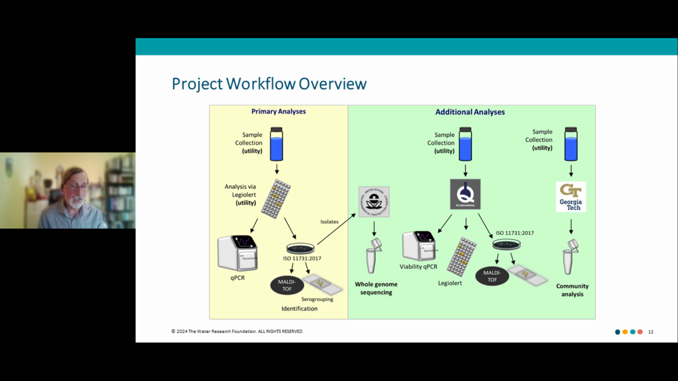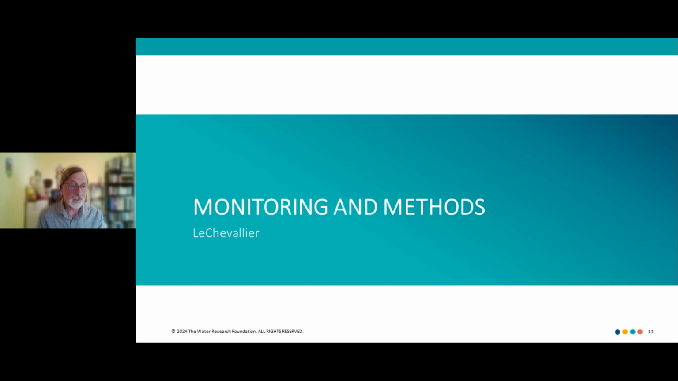There were a couple of additional analyses that are not going to be reported on here, because we didn't give the researchers sufficient time to get things done within the time frame of the project. The US EPA did sequencing of some of the isolates that came from the primary analysis. Georgia Tech did some community analysis work of whole water samples, and then we did a side-by-side comparison of different methods for detecting Legionella. So that introduces the project, and I'll hand it over now to Mark to talk about monitoring and methods.